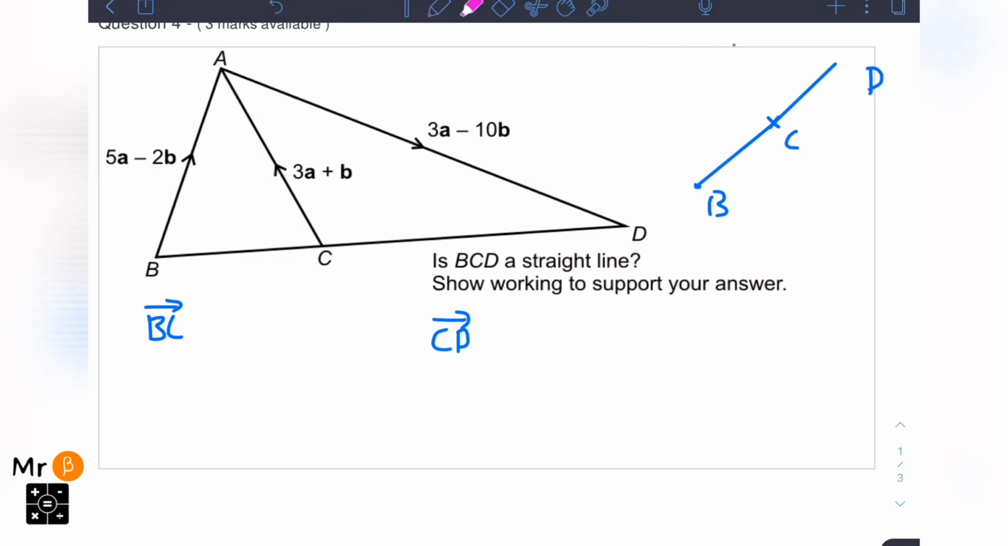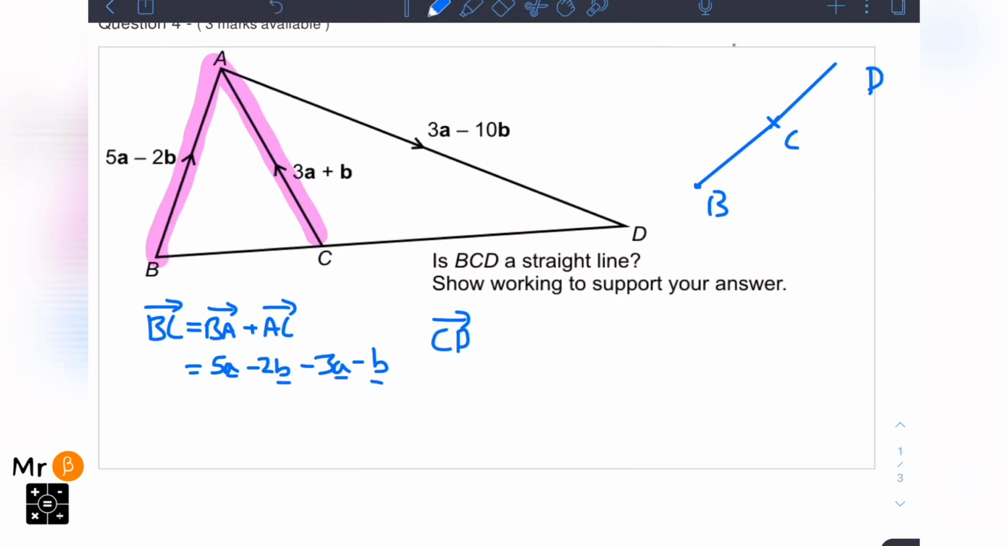So in order to show BC, there's the quick route, which we have no information about, and the slightly longer route, which we're going to take. So we know that BC is equal to BA plus AC. If we put this together using the information on the diagram, we've got 5A minus 2B, and from A to C we're going against the arrow, so we flip our signs. So that becomes negative 3A minus B. If we now collect all of our vectors together, 5A subtract 3A is 2A, minus 2B minus another 1B is minus 3B. We're going to do a similar process for CD now.